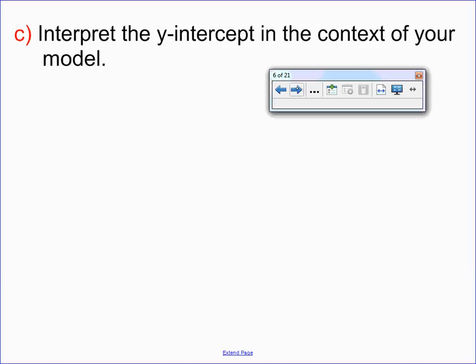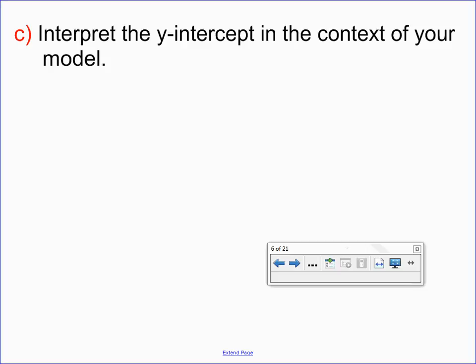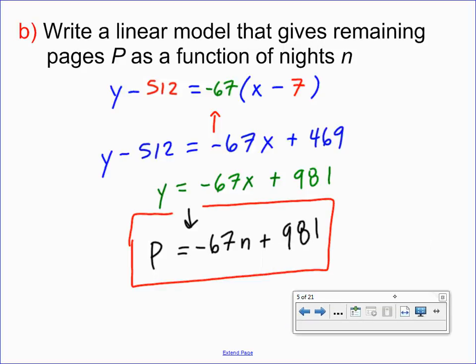Okay. So now what can we do with this? Well, let's interpret the y-intercept in the context of your model. So everybody identify the y-intercept. I want you to state the value, and then tell what it represents in the context of the problem. What does that y-intercept represent? So what's the value of our y-intercept and what does it mean in the problem? Jason? The value is 981 and it is the number of pages Sarah started with after reading 0 nights.